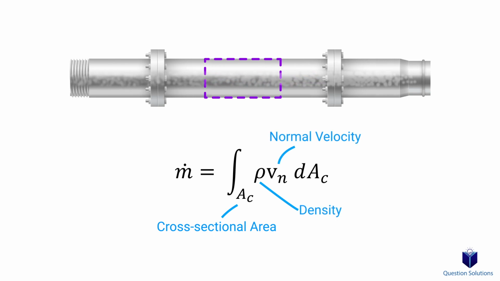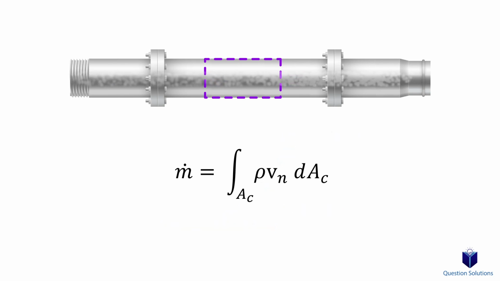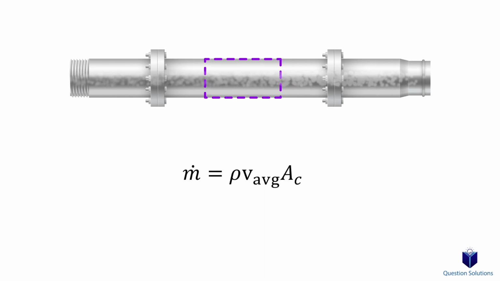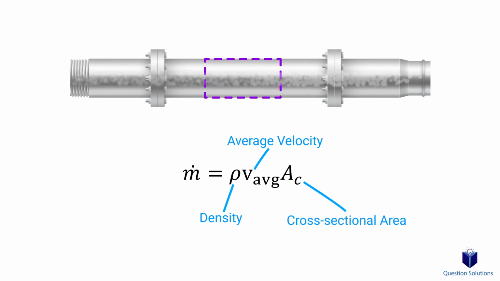The problem is, integrating is tedious, so we need a general equation we can use quickly. For that, we have this. This is the density over the cross-section. This is the average velocity of the fluid, and this is the cross-sectional area.